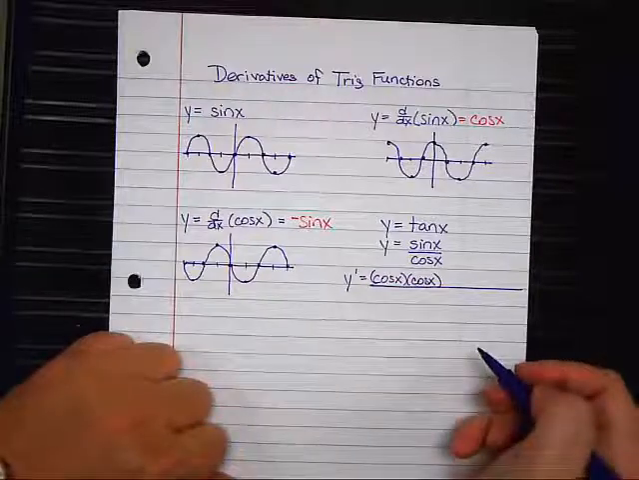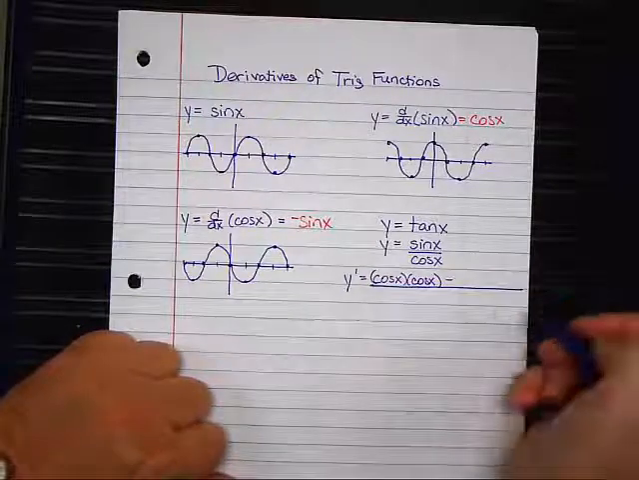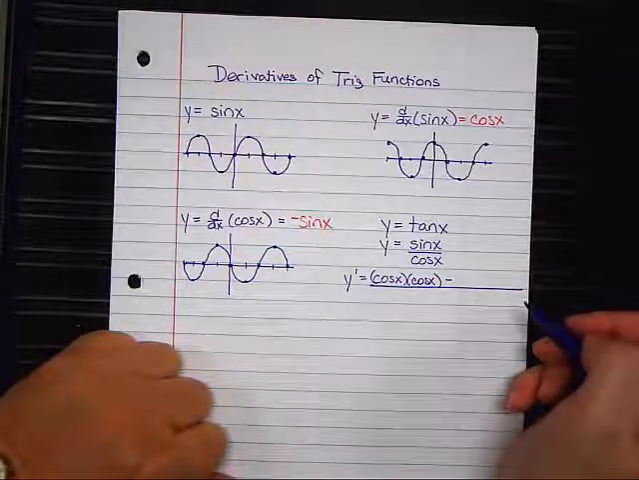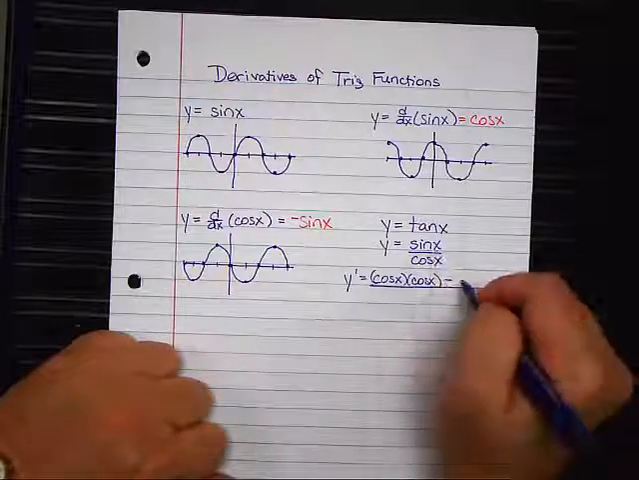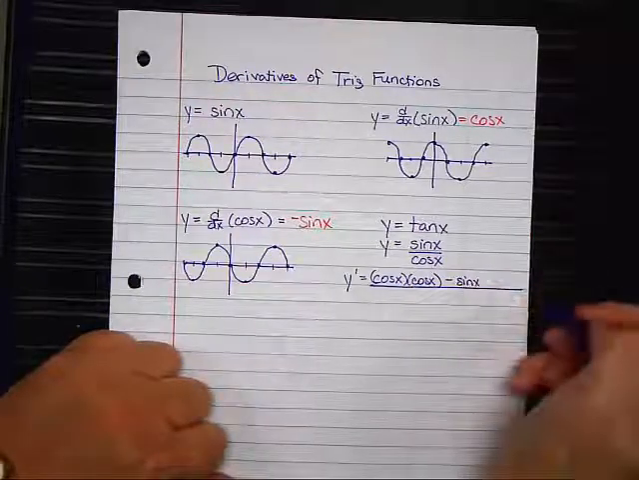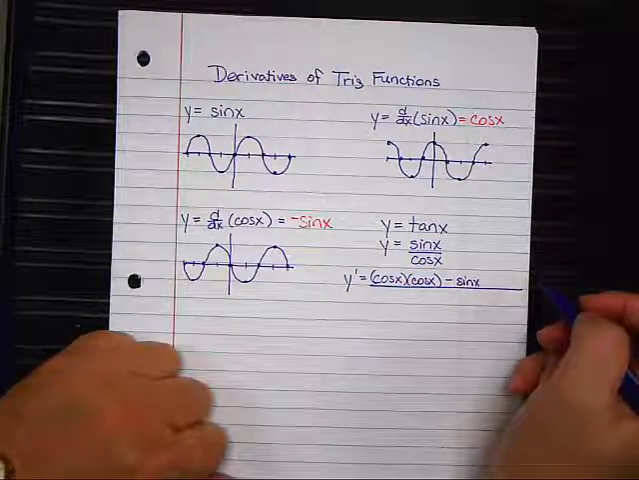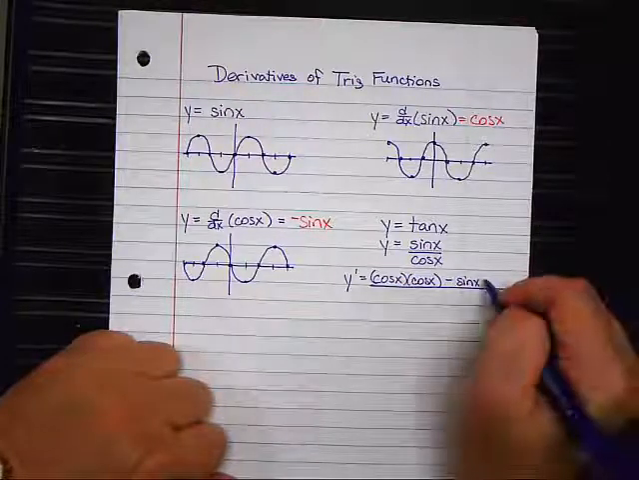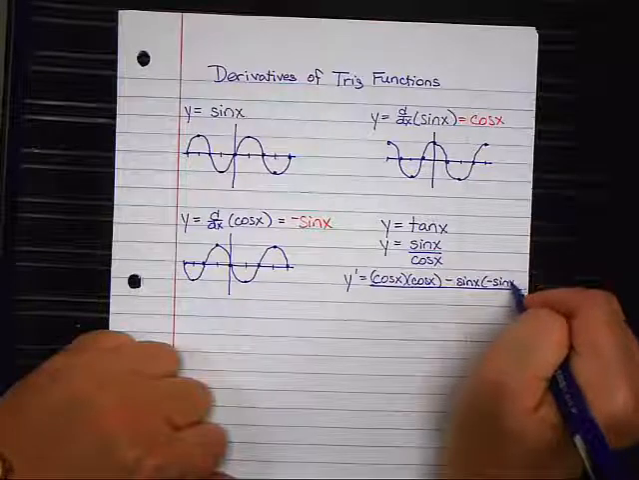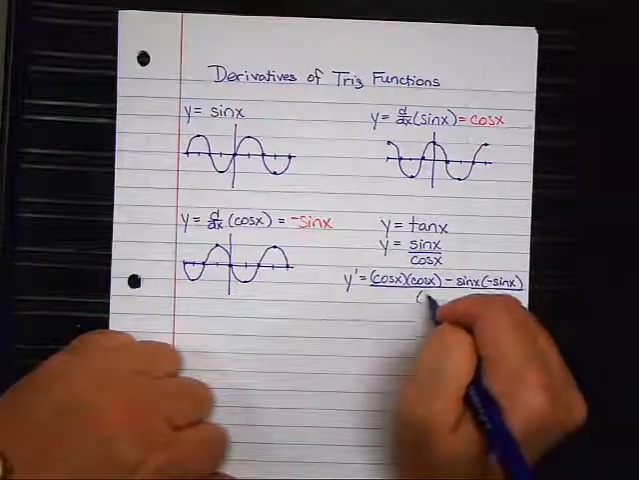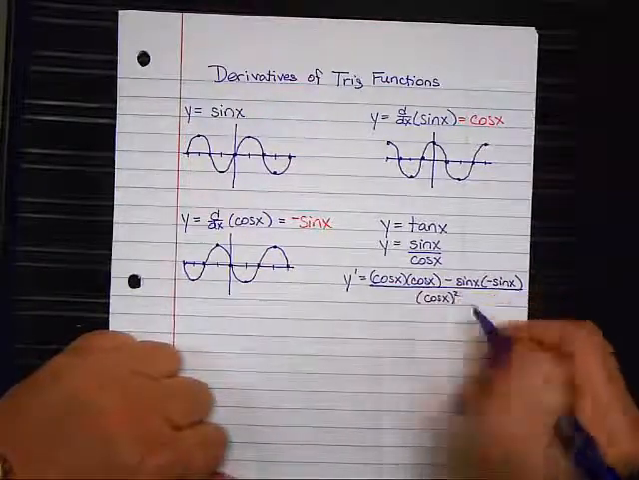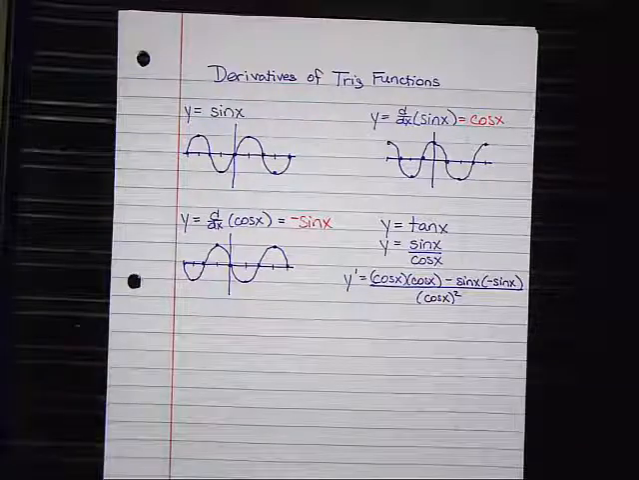Low, d high, minus, high is sine. What is d low? What's the derivative of cosine? Negative sine. So we're going to put negative sine in parentheses right there. Over low squared. So cosine x in parentheses squared. All right?